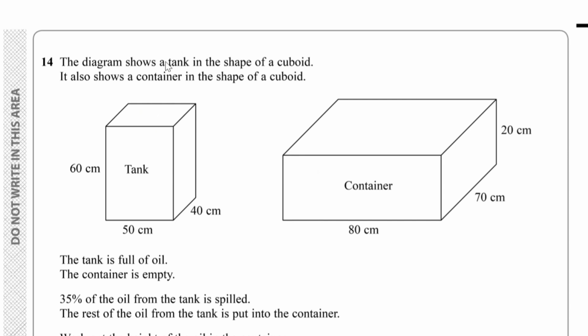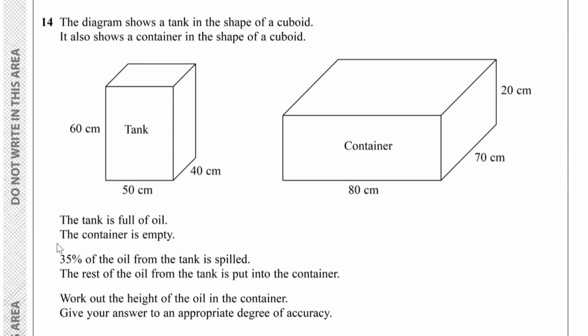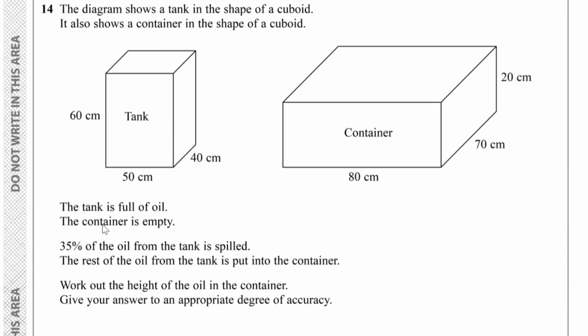Question number 14. The diagram shows a tank in the shape of a cuboid. It also shows a container in the shape of a cuboid. The tank is full of oil. The container is empty. 35% of the oil from the tank is spilled. The rest of the oil from the tank is put into the container. We have to work out the height of the oil in the container. Give your answer to an appropriate degree of accuracy.